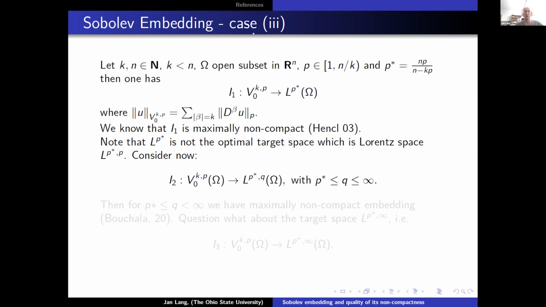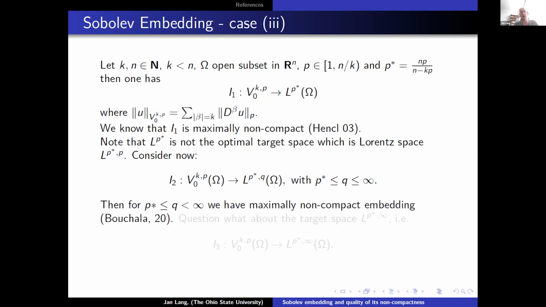It's possible to show that this Sobolev embedding, VKP0, is bounded into Lorentz spaces. Among all possible target spaces on which this Sobolev embedding is bounded, the smallest possible target space is the Lorentz space of this form, LP star P. Which means we have boundedness of the Sobolev embedding into spaces LP star Q. Here Q goes, this is wrong, sorry, there should be a typo. It should be going from P to Q. In this case, that embedding is bounded.